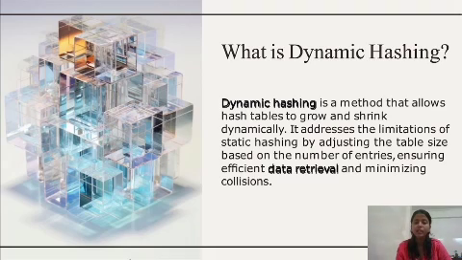So, there are basically two types of dynamic hashing. First one is extendible hashing, which uses a directory to manage pointers to buckets, making it easy to expand the hash table by adding bits to the hash keys. The second one is linear hashing, which expands gradually by splitting one bucket at a time, avoiding the need for a directory. It's generally simpler but maybe less flexible than extendible hashing.